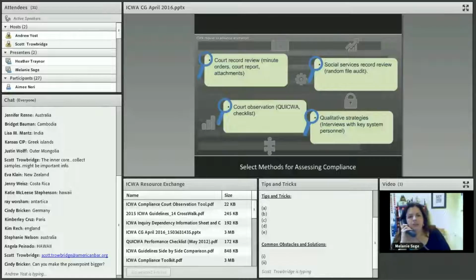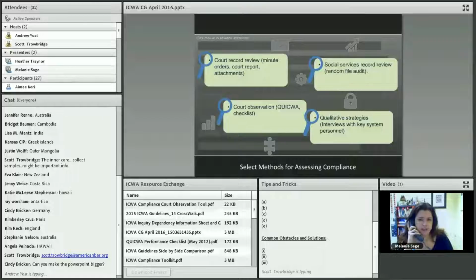Another way to look at ICWA compliance is to look at the social services record. Several projects have done this. There was a project out of Arizona in 2012 that used this kind of method, did some interviews alongside looking at the social service records, and those are often random file audits.